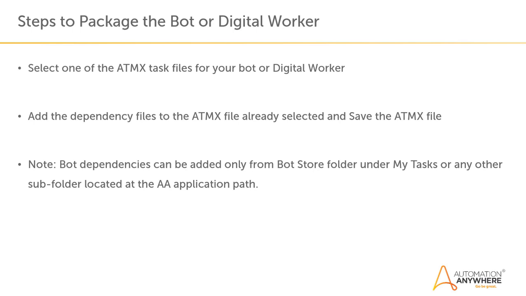In your bot or digital worker, you might have one or more ATMX files. Select one of the ATMX files, preferably the master ATMX file, for your bot or digital worker in Workbench. Add the dependency files to the ATMX file already selected and save the ATMX file. Note, bot dependencies can be added only from the bot store folder under My Tasks or any other subfolder located at the Automation Anywhere application path, that is AA application path.